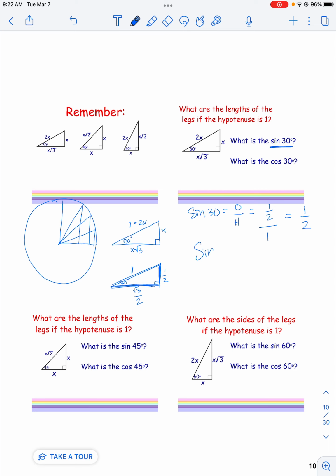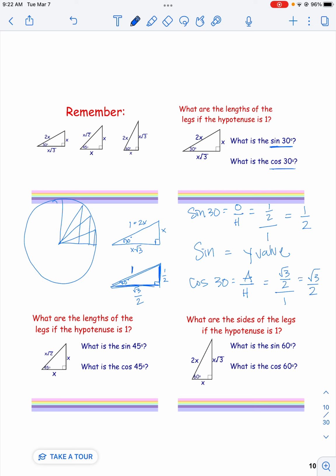So the sine, when you're talking about the unit circle, is equal to the y value, just that side opposite. Now, what about the cosine of 30 degrees? Well, if I'm talking about cosine of 30, I'm talking about the adjacent over the hypotenuse. So the side adjacent would be the square root of 3 over 2 over the hypotenuse, which is just 1. That's the square root of 3 over 2.